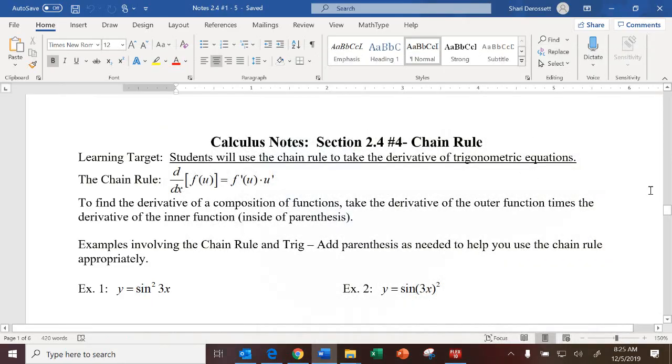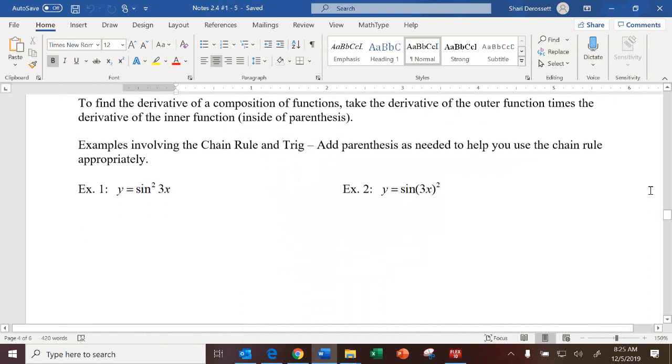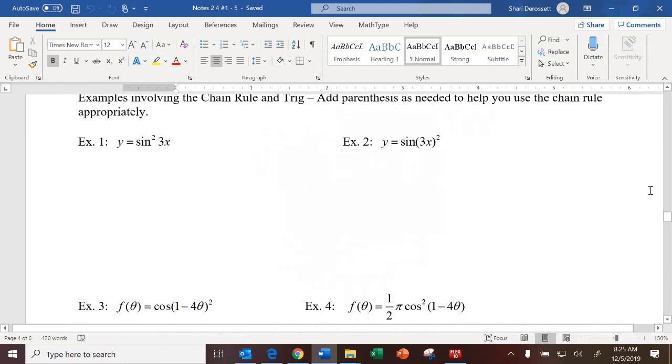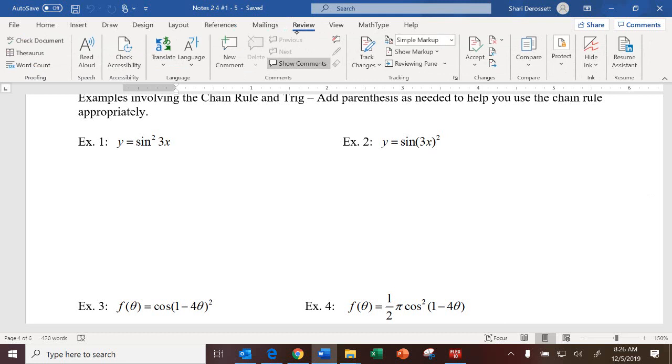Okay guys, so we're looking at section 2.4 part 4. We're still doing this chain rule. We have some examples. So sometimes when we're trying to do the chain rule and take the derivative, we have a problem like example 1 where there really are no parentheses given to us, but there are parentheses in the problem. Can you guys think of where there actually is a parenthesis even though it doesn't show it?